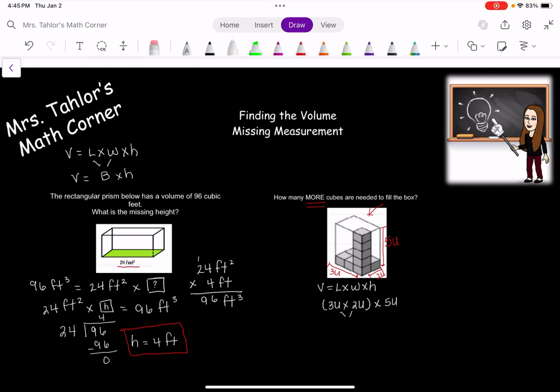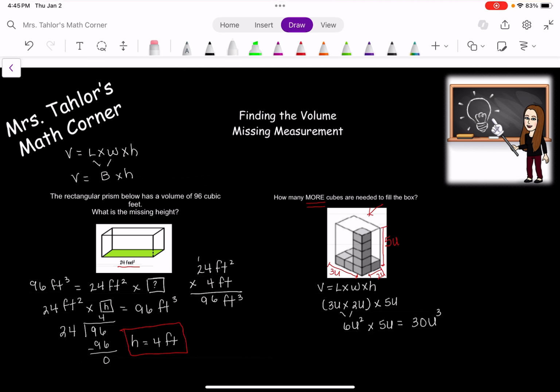So 3 times 2 is 6 units squared. That's going to be my base. Now I can multiply it by my height of 5 units, and that gives me a volume of 30 units cubed, because volume is three-dimensional, length times width times height. However, that's not the complete answer to the question because it asks me how many more cubes are needed to fill the box.